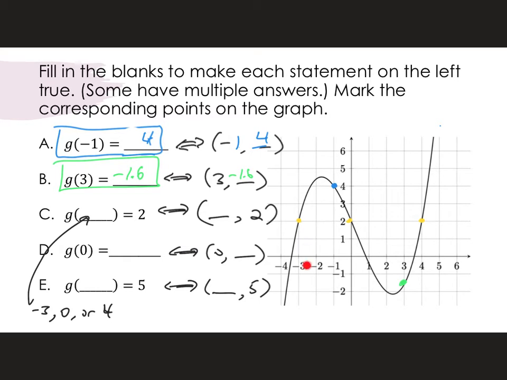The input number for each of these points: -3 is the first coordinate of this point, 0 is the first coordinate of this point, and 4 is the first coordinate of this point. So the answer to C would be any of these 3 numbers would make this true. I'll fill in the rest. If you want to fill in D and E, I'll pause the video and then I'll fill those in.